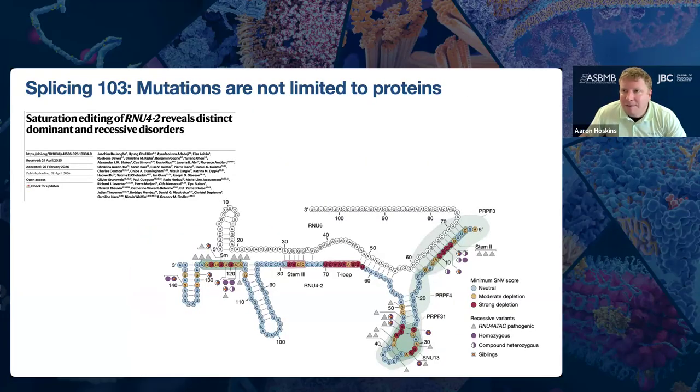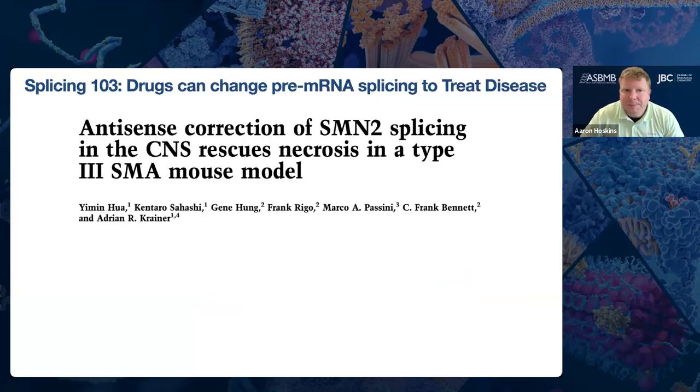Mutations in splicing factors are not limited to the protein components. These can also include the snRNA components. This is a paper that came out just a few months ago on mutations in the U4 snRNA. There's a variety of mutations here that can cause different types of developmental and other disorders, including blindness. What was interesting here is that the mutations functionally map to different parts of the snRNA molecule, and they cause different types of disease.